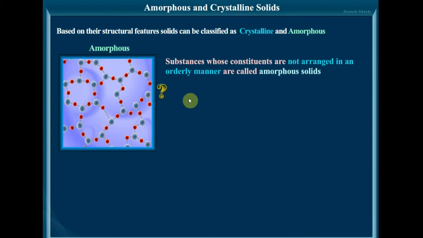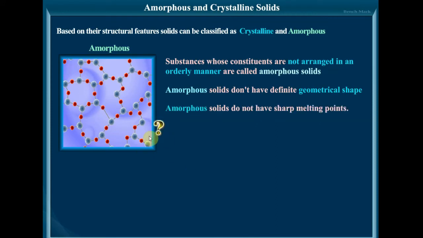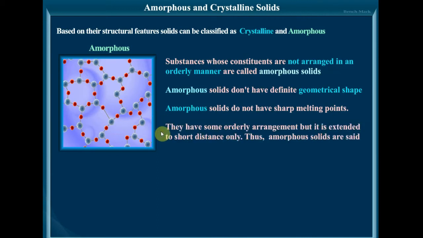In glass, the arrangement of the constituent particles is not orderly, it is disordered. So here, you can find a disordered arrangement of the constituent particles. Once again repeating it, substances whose constituent particles are not arranged in an orderly manner are called amorphous solids. Amorphous solids don't have a definite geometrical shape, and they do not have a sharp melting point either.